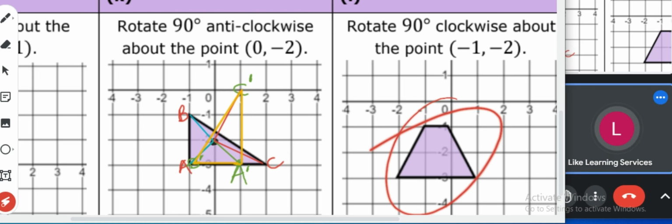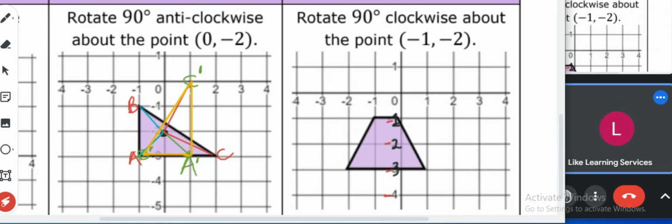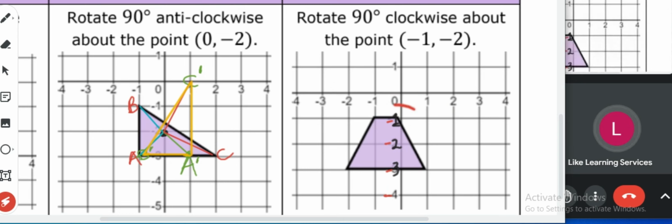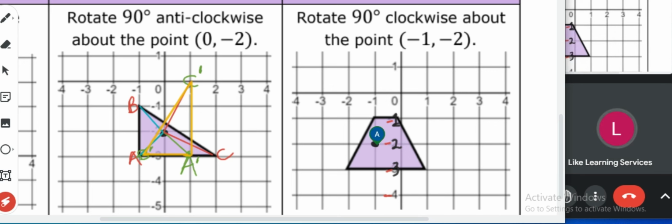Can you do this one? Just when you join, clockwise. All right, let's go. Have you identified the center of rotation? Good. -1, -2.